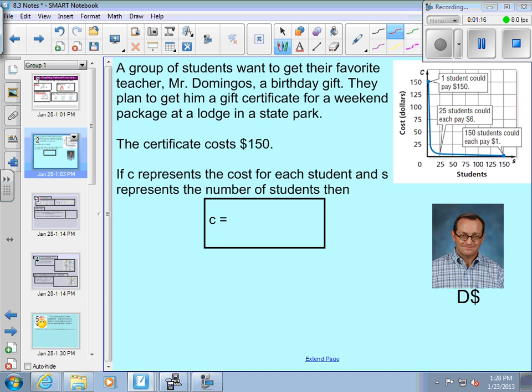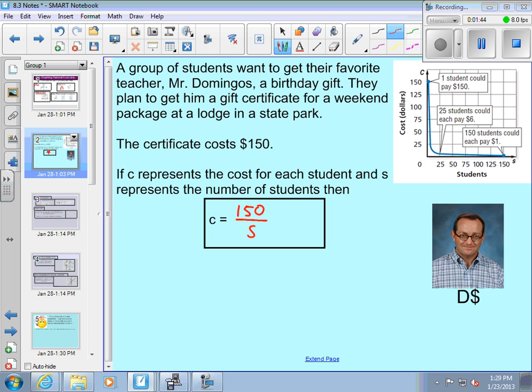This first one on your sheet says that a group of students wants to get their favorite teacher, Mr. Domingos, a birthday gift. They plan to get him a gift certificate for a weekend package at a lodge in a state park. The gift certificate costs $150. If C represents the cost for each student and S represents the number of students, then the cost would be $150 divided by the number of students.